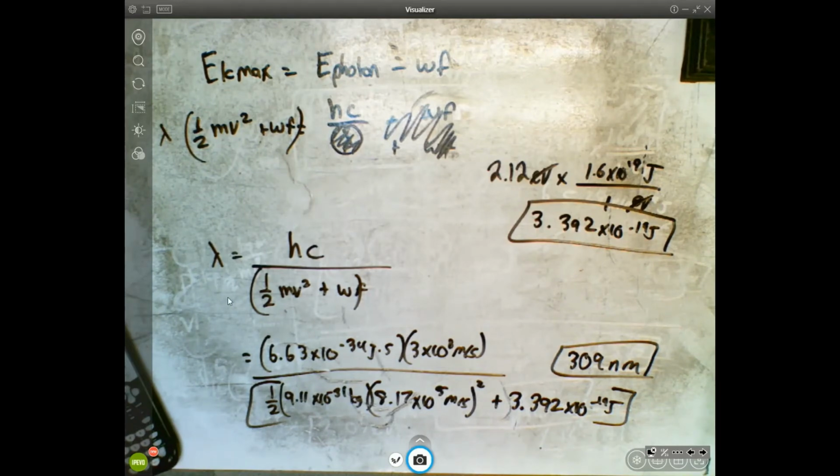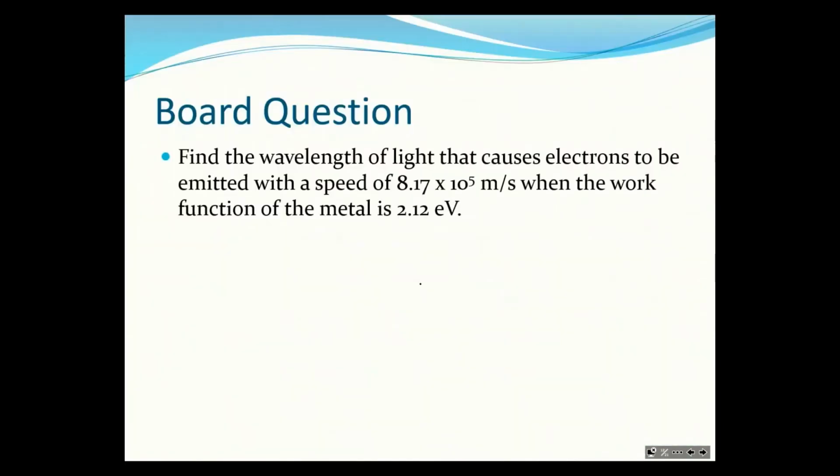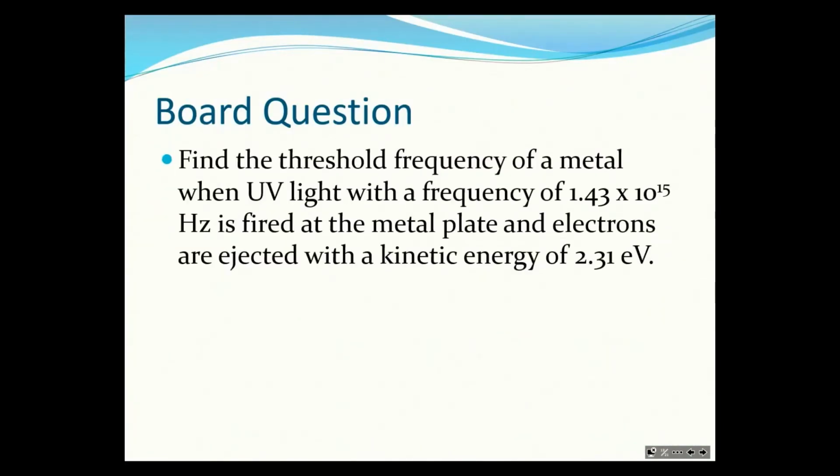Okay, so we got one more board question, just because this is a trickier concept, so pause the video, try it out. Find the threshold frequency of a metal when UV light with the given frequency is fired on a metal plate and electrons are ejected with the given kinetic energy.